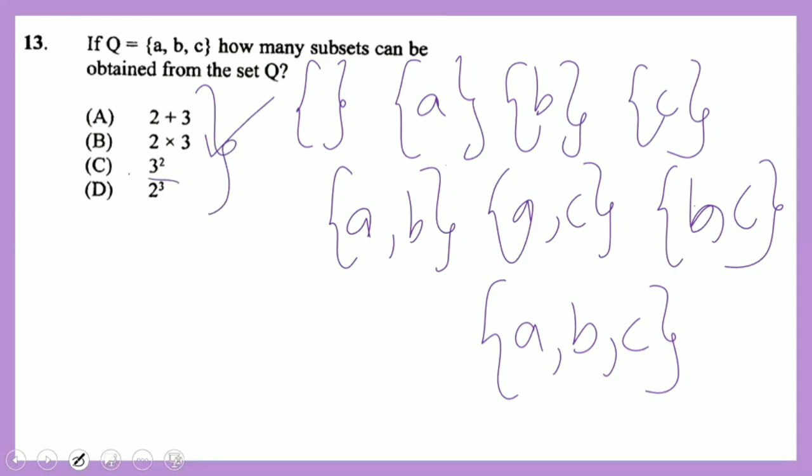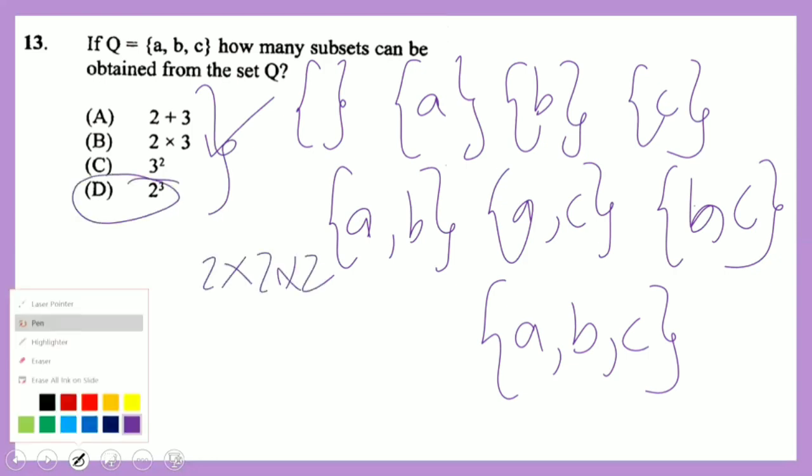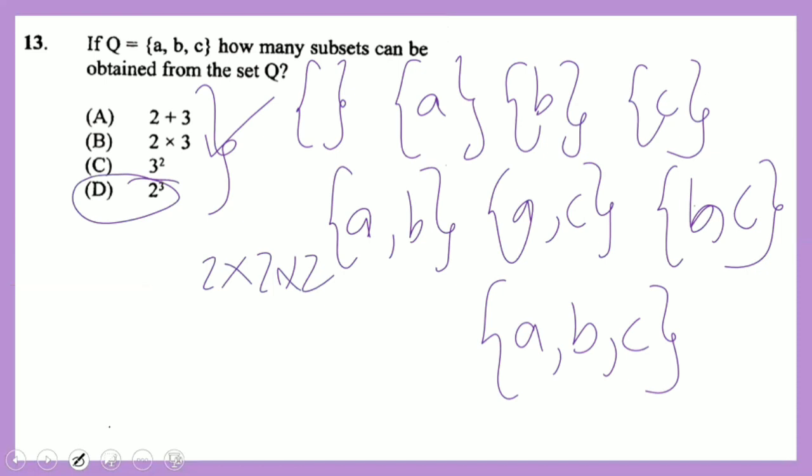The answer is going to be 2 cubed. That's 2 times 2 times 2. Now, the general principle is, if you know how many elements are in the set, just raise 2 to that power. Since there were 3 elements in the set, 2 cubed would tell you how many subsets you can get. So if there were 4 elements, you'd know that you could get 2 to the 4th power, 16 subsets, and so on.